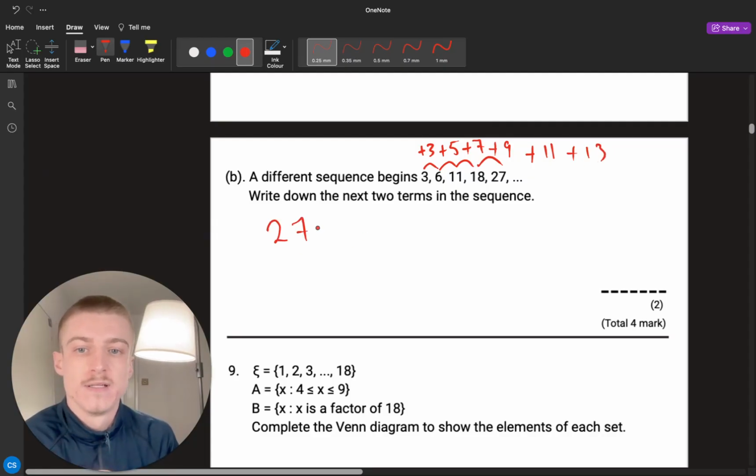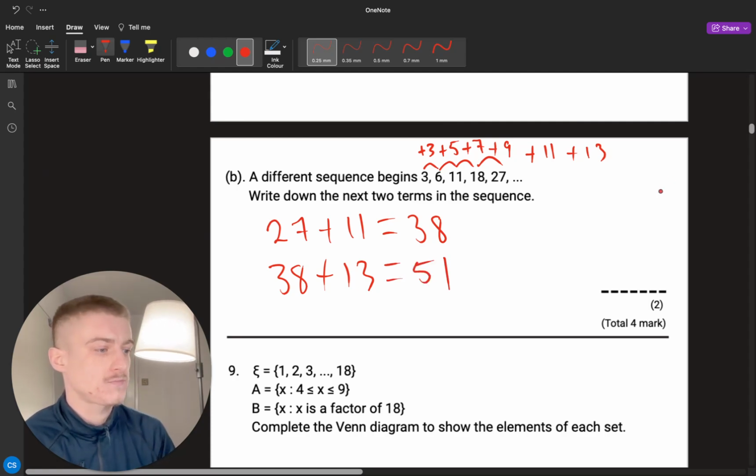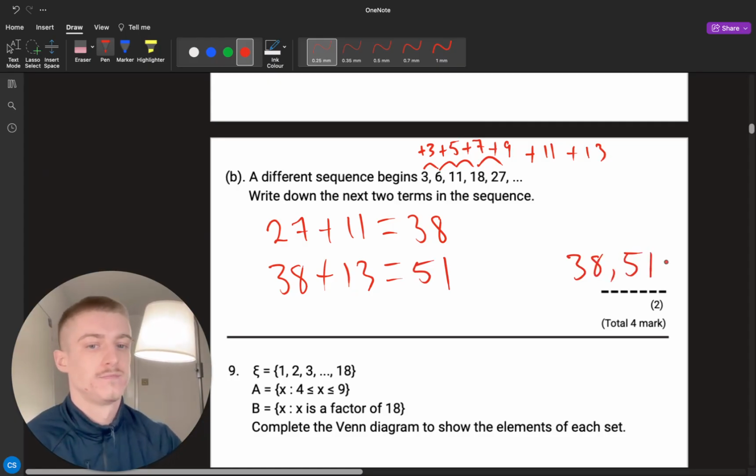So 27 add 11 is equal to 38. And then 38 add 13 is 51. 2 terms, 38 and 51. Okay.